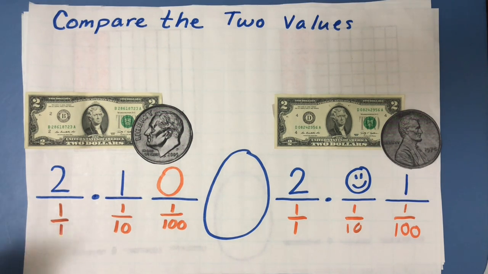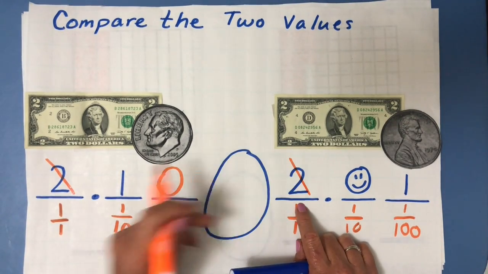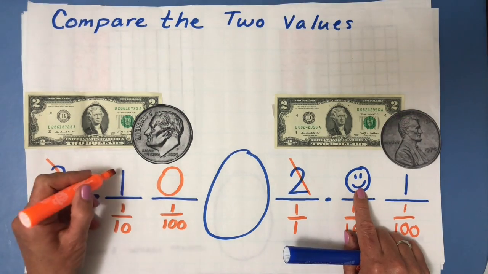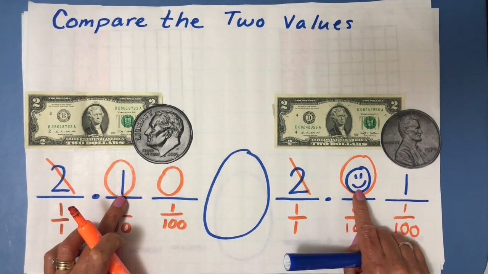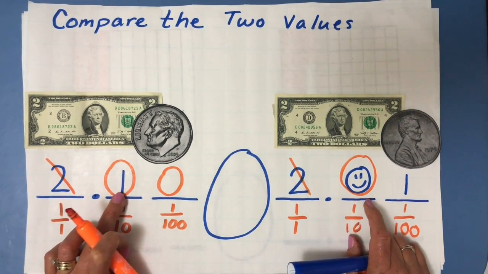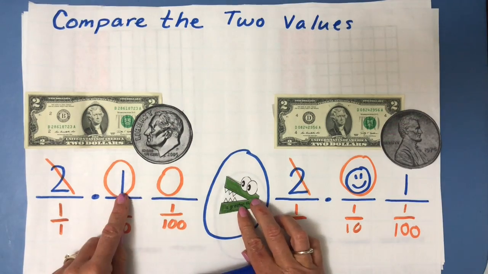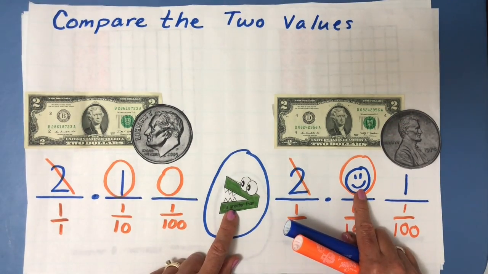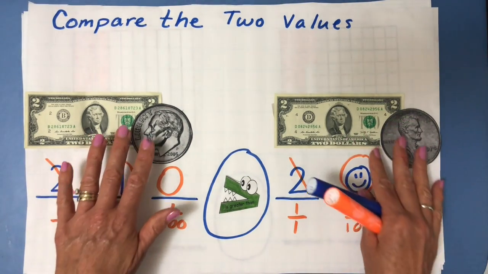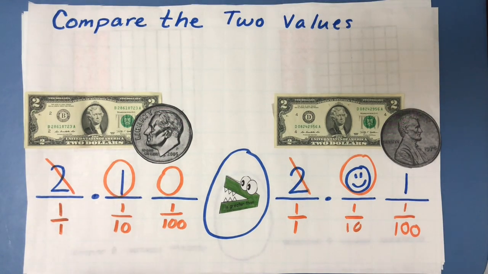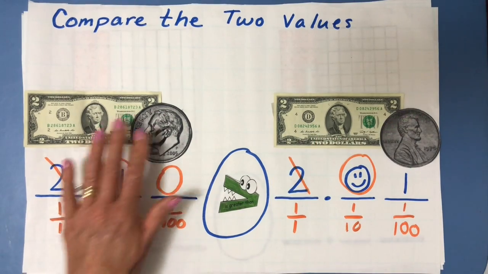I'm going to look here in the ones place. In the ones place, they both have a 2, same, same. In the tenths place, look, this is a 1 and this is a 0. And what's bigger, 1 or 0? Well, we know 1 is bigger. So since 1 is bigger than 0, we know that we're going to put the greater than sign. Now, you also can look at the amounts. Some people don't do this at all. They just think of money whenever they think of decimals. So they think, oh, this is $2.10. This is $2.01. Obviously, this is bigger.